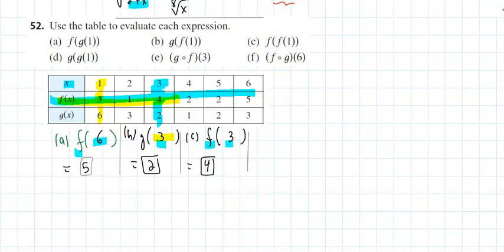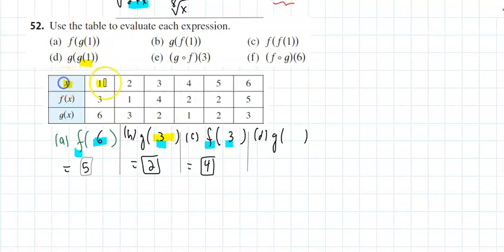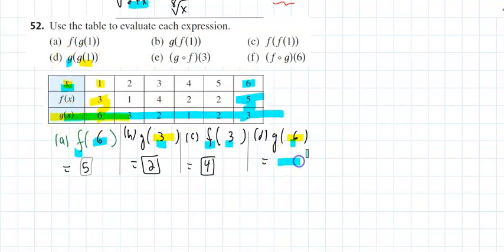And if I go for D, I want g of g of 1. Oh, I forgot to reset it. If x equal 1, it's one of those two values. G is right there. That's a 6. And now this says, if x equal a 6, which value do you want? You want g again, and that would be a 3.